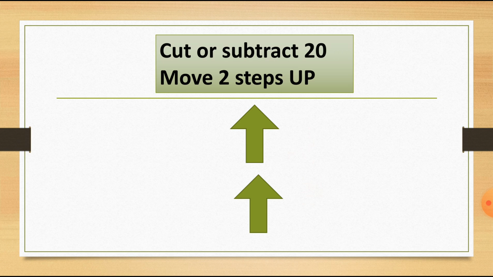And if you want to cut 20 from a particular number, you have to go upside. You have to move 2 steps upside, then your sum will be complete. So you have to move 2 steps upside.